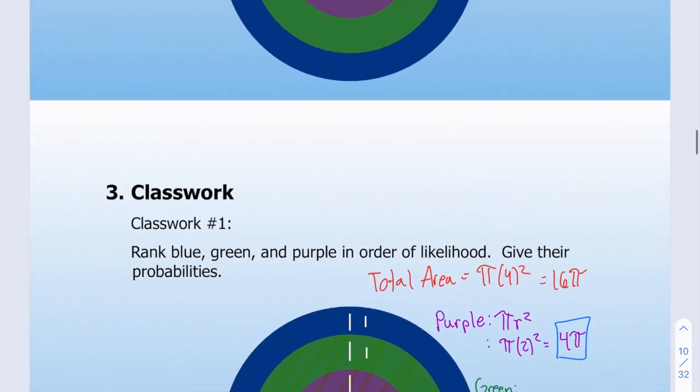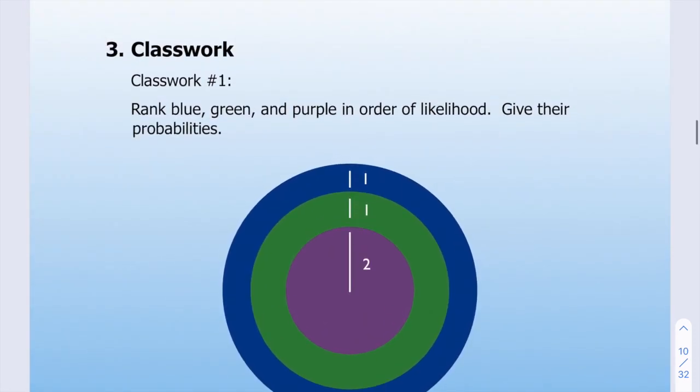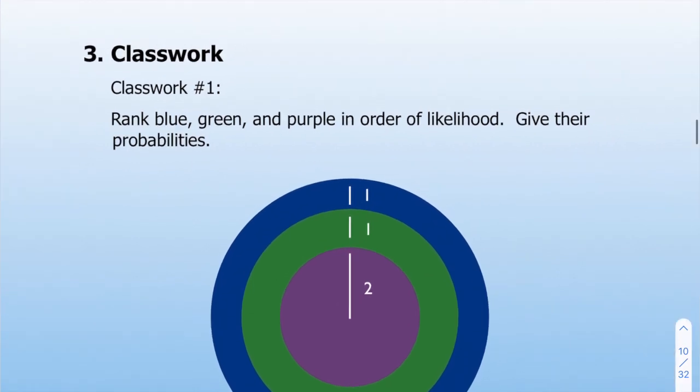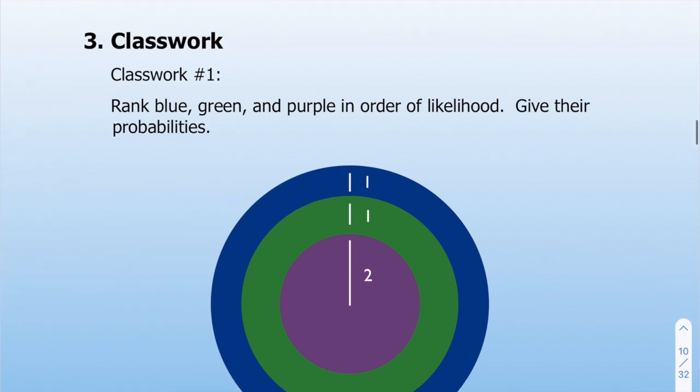Okay, now check this out. Rank blue, green, and purple in order of likelihood. Okay, so find the probabilities. This is 1. Okay, this is 1. 1, 1.